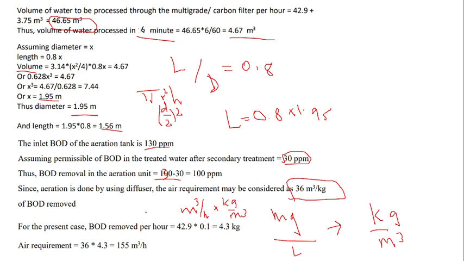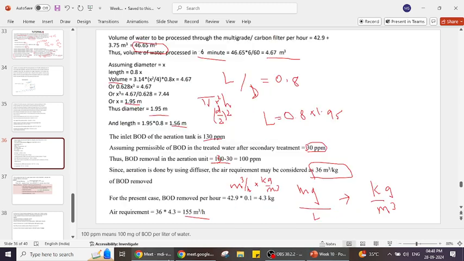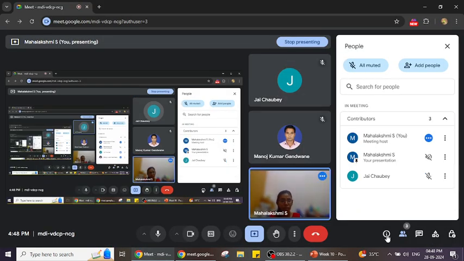Now we know that for every hour, the BOD removed is 4.3 kg. So for 1 kg of BOD, 36 meter cube of air is required. So 4.3 kg of BOD is removed every hour. So how much air is required is 36 into 4.3, which is nothing but 155 meter cube per hour. I hope it is clear. Is there any doubt in this problem? Any doubt so far?